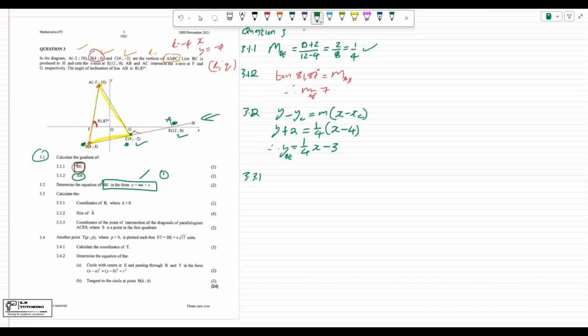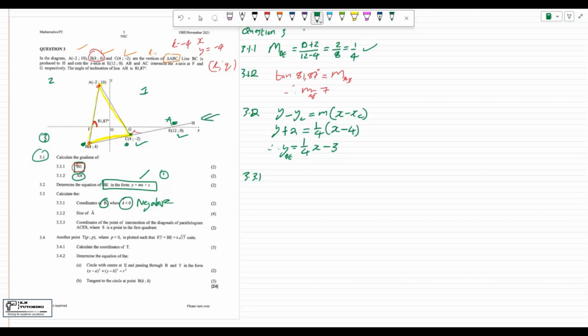3.1, calculate the coordinates of B. Now they are forcing us to find the coordinates of B where k is less than 0. What does it mean? It means the answer that you're going to get there is negative. And that's what I was saying, because I said this is the first quadrant, this the second quadrant, this is the third quadrant. And in the third quadrant, both x and y values are negative. That's why they're telling me that k is less than 0. How do we find that?